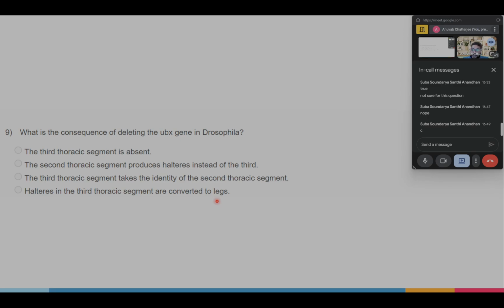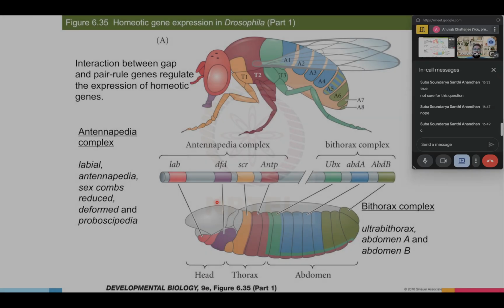See, the third thoracic segment takes the identity of the second thoracic segment. You're absolutely correct. But let us look at it. So by this time we have done a lot of stuff, which is gap genes, pair rule genes, segment polarity genes. The gap genes and the pair rule genes, both of them come together. They being transcription factors, they go and start expression of the final round of genes, which are the homeotic genes. And these are the master regulators of the body plan.